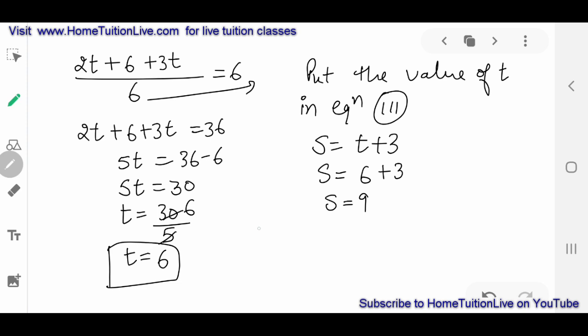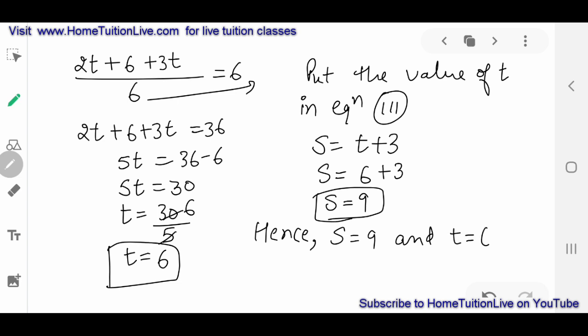Hence, we find the solution. s is equal to 9 and t is equal to 6.